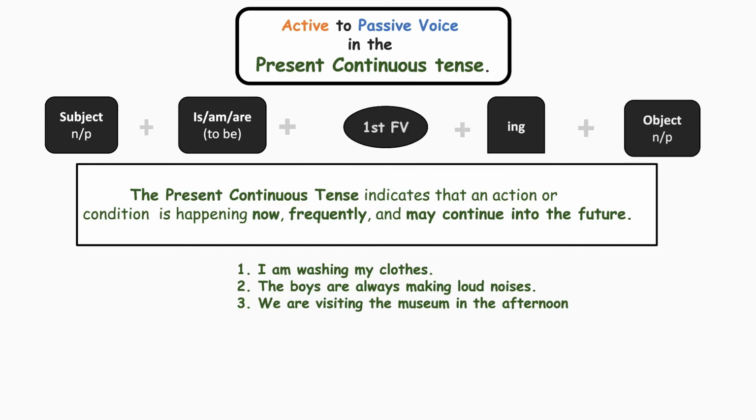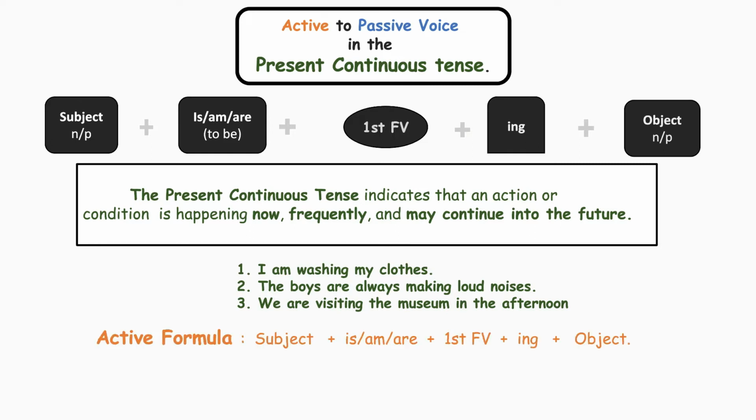Number 3, we are visiting the museum in the afternoon. This has not yet happened. This will happen in the future. In the afternoon, they are planning on going to the museum. So, continuous tense indicates actions happening now, like example number 1, frequently, like example number 2, and may continue in the future, like example number 3 that we just mentioned.